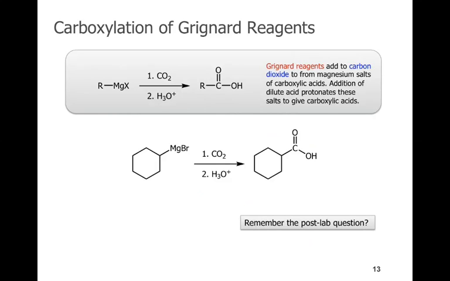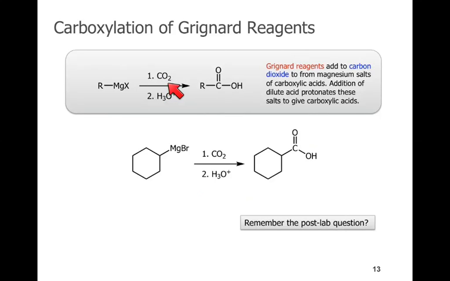Some other ways you can make carboxylic acids involve the use of Grignard reagents and reacting them with carbon dioxide. You might recall there was a post-lab question that asked about this. It actually asked you to draw the mechanism of this, and most people get that right. It's a fairly simple mechanism.